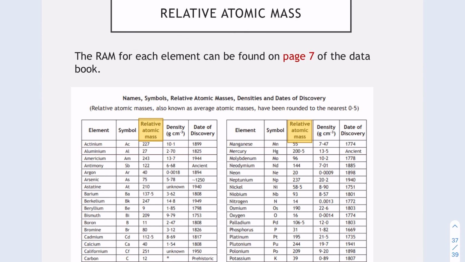Now you don't need to worry about memorising this, it's in the data book. On page 7 you can see that we have this beautiful table and we've got the relative atomic mass highlighted. So for example, aluminium is 27, neon is 20, so that's where it is in the data book. You just need to be able to remember the page number to find them.